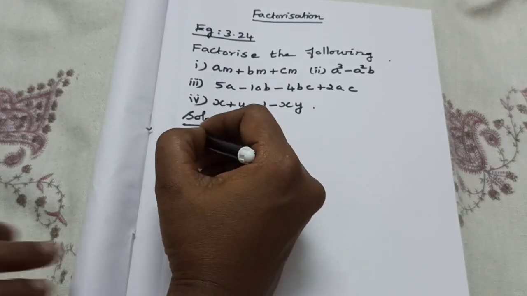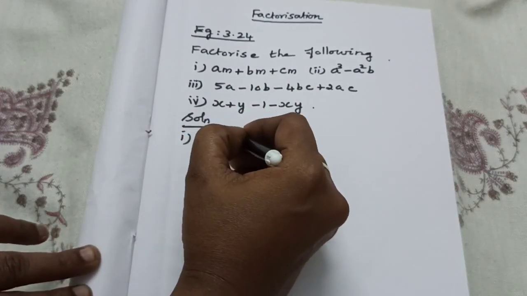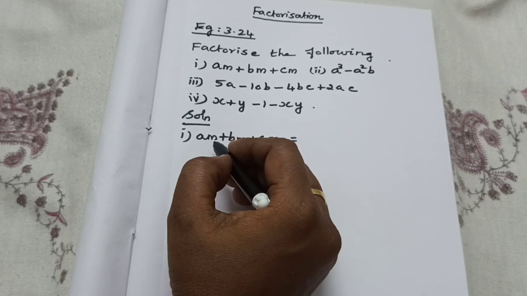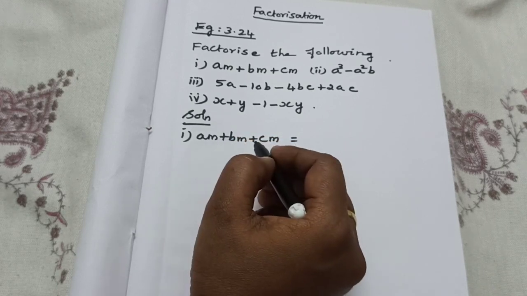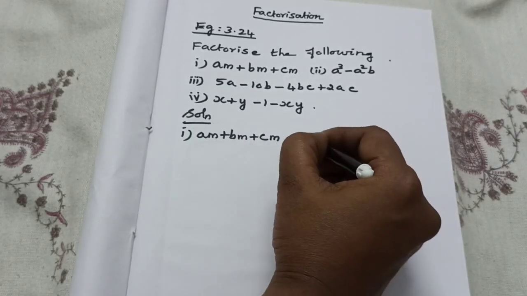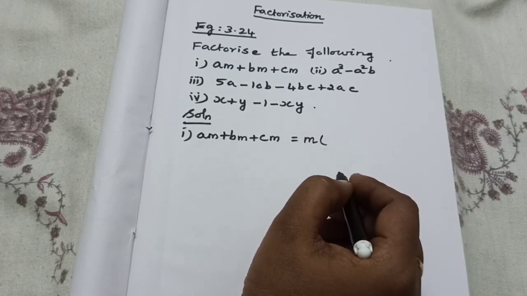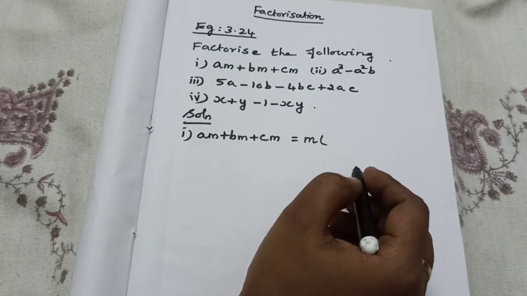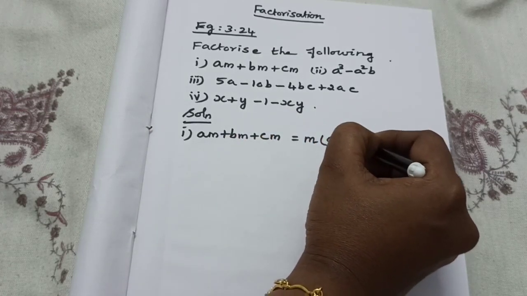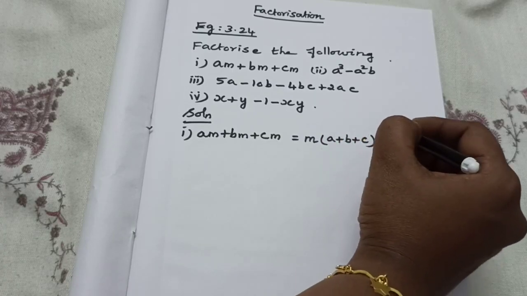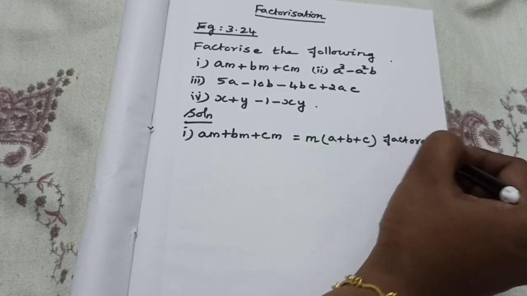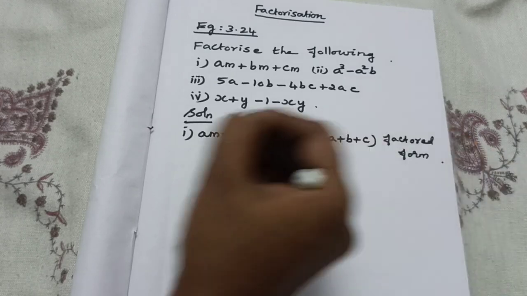Here AM plus BM plus CM is given. So we can use the first method, taking common factors outside. Which is common here? M is there in every term, isn't it? So M common we can take outside. Then what is the remaining? Here A plus B plus C. This is the factored form. Any doubt?